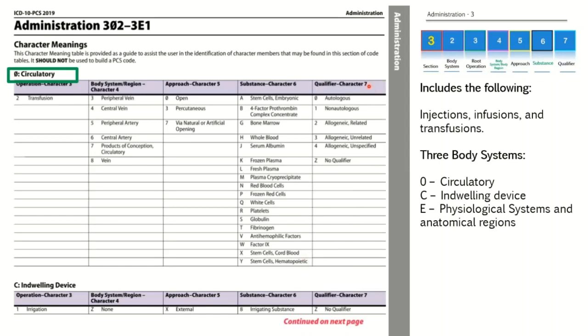And then your seventh character: autologous, non-autologous, allogeneic related, allogeneic unrelated, allogeneic unspecified, and Z, no qualifier. So these are all of your values for circulatory administration. Next, indwelling device. We've only got one. This is irrigation, and that is your root operation for irrigation. Your body system or region will be Z. Your approach is X. Your sixth character, your substance that's left in the body, will be irrigating substance, and then your seventh character will be no qualifier.